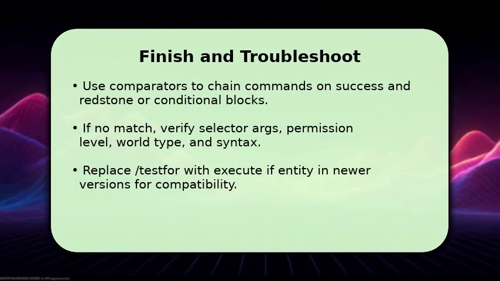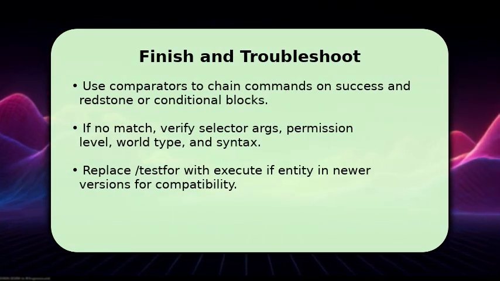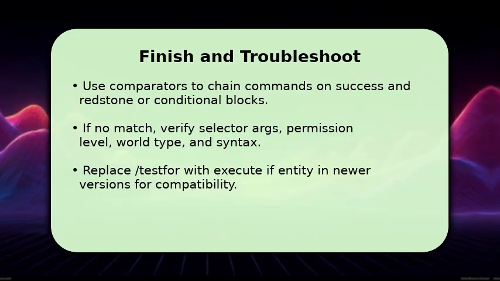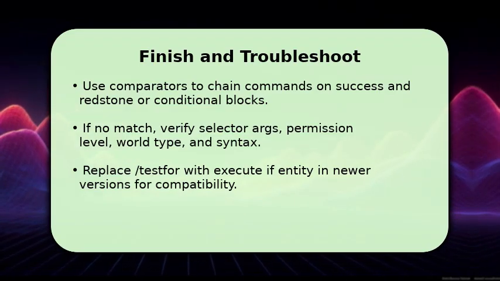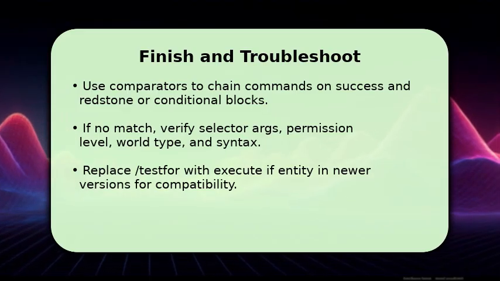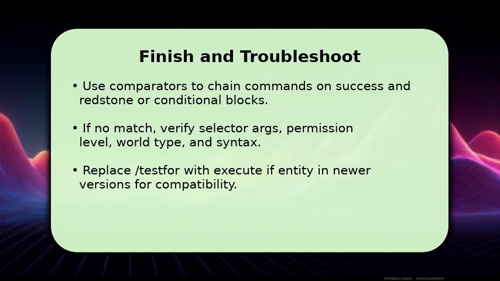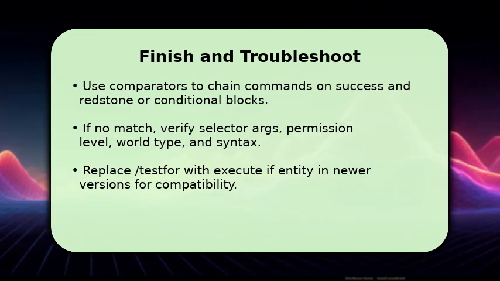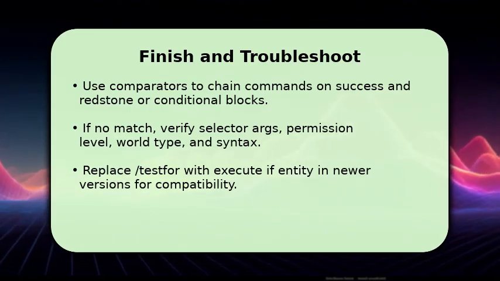Finish by wiring the command block to a redstone comparator so you can run downstream actions when the test returns true. Make sure repeat vs impulse mode matches your needs. Repeat for continuous checks, impulse for one-shot tests. If nothing happens, check selector syntax, radius, scoreboard values, and that you have permission. Missing brackets or wrong argument names are common.